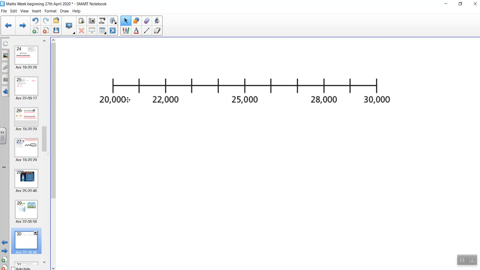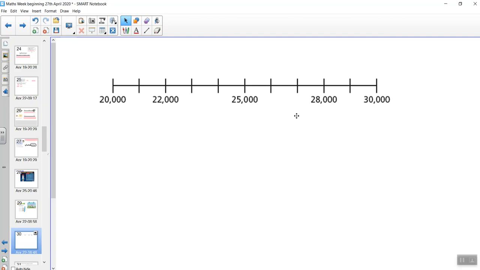So if I'm rounding to my nearest 10,000 whole number, I could round to 20,000 or I could round to 30,000. And we're just going to have a look at where these numbers lie on a number line. So I know that 22,000 is closer to 20,000 than it is to 30,000. So if I was to round 22,000 to the nearest 10,000, I'd round it to 20,000.